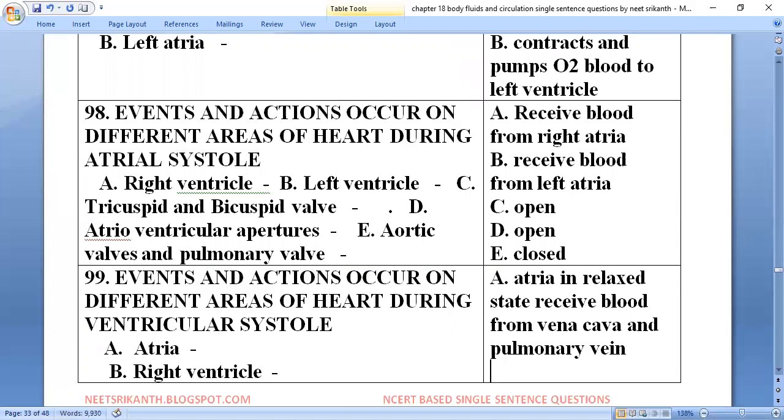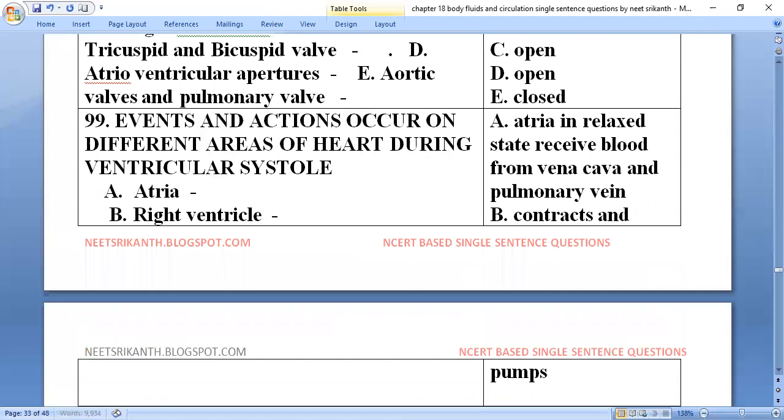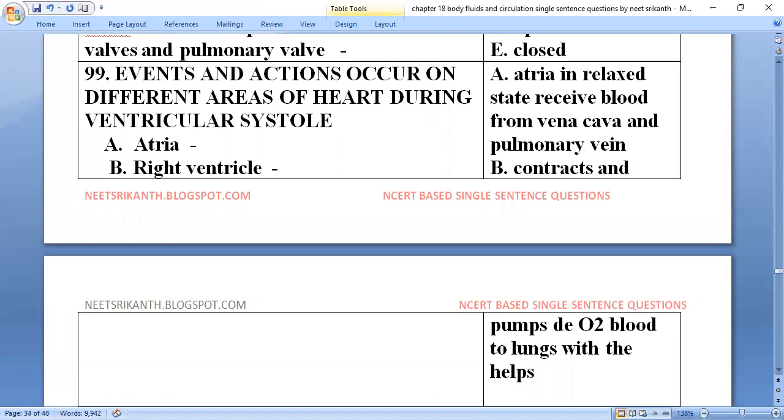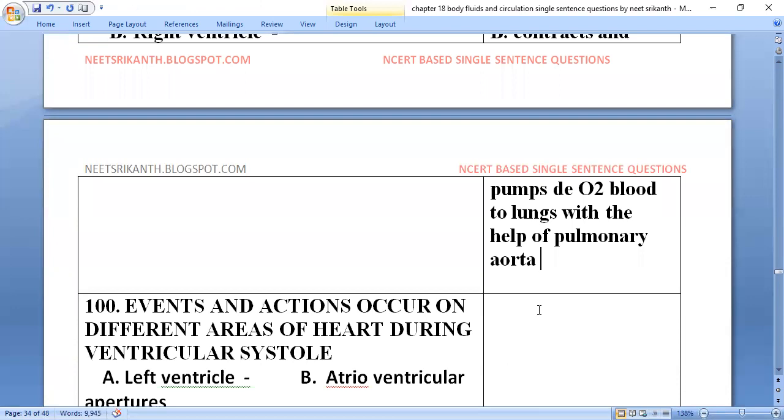And next, what is the right ventricle doing? As in ventricular systole, we said, it contracts and pumps deoxygenated blood. It pumps deoxygenated blood to the lungs with the help of the pulmonary aorta. With the help of the pulmonary aorta, it is pumping the blood to the lungs.